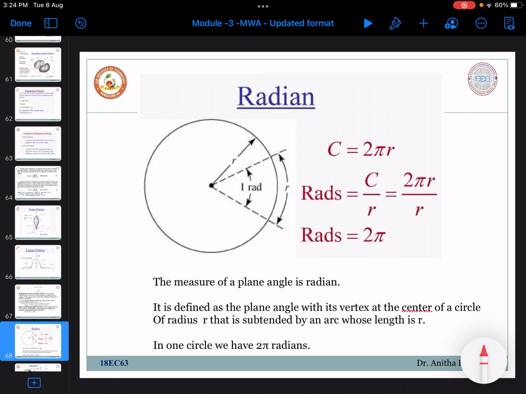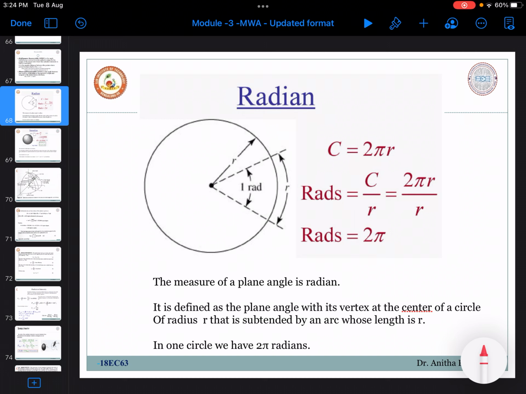Then coming to the next parameters, beam area and beam efficiency, we need to know a few more parameters: radian, steradian, and the spherical coordinate system. Radian, we already know, is a plane angle measurement. If we consider a circle with its vertex at the center of radius r, and you make an arc of length equal to the radius, the angle measured is 1 radian.